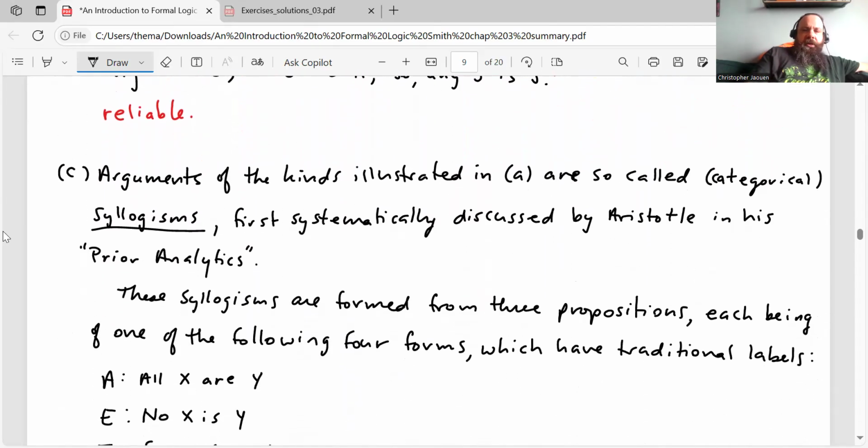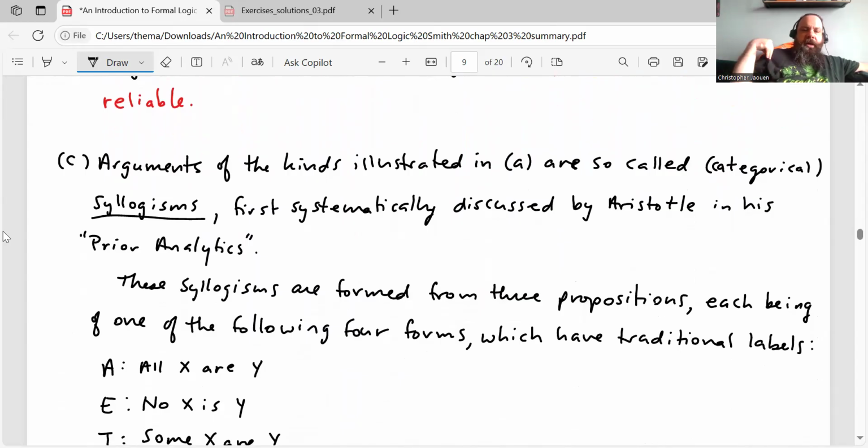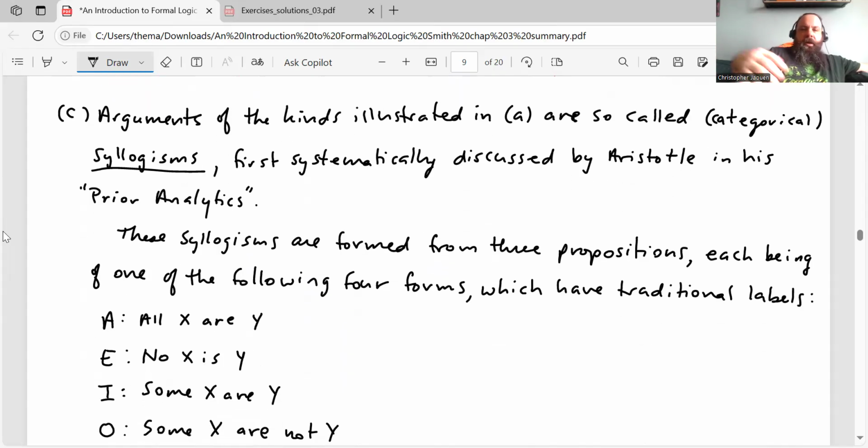And then question C is kind of interesting because it gives some background. Arguments of the kinds illustrated in A are called categorical syllogisms or just syllogisms, first systematically discussed by Aristotle in his Prior Analytics. I hope to get around to studying Aristotle's work at some point in the future. I've made videos about this in the past, so if you're a viewer of the channel, you probably know this, but right now I haven't been making videos, but I am working on Plato.